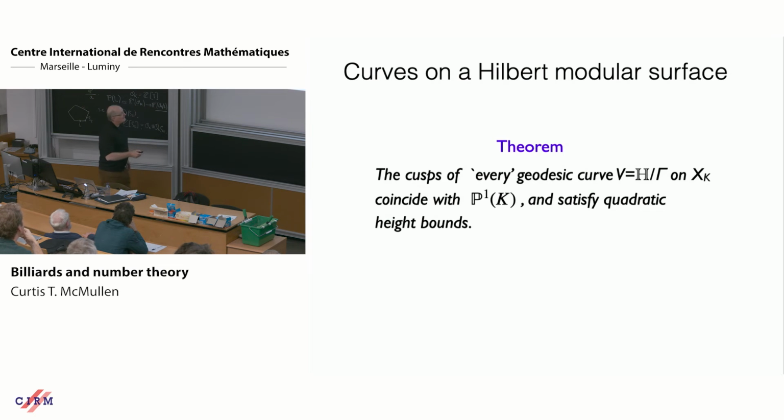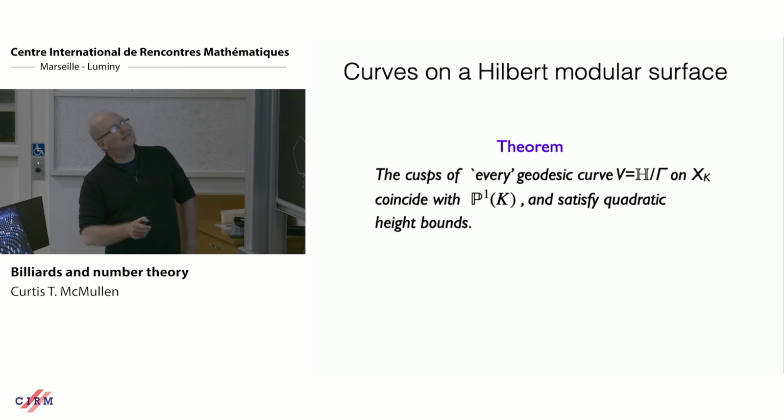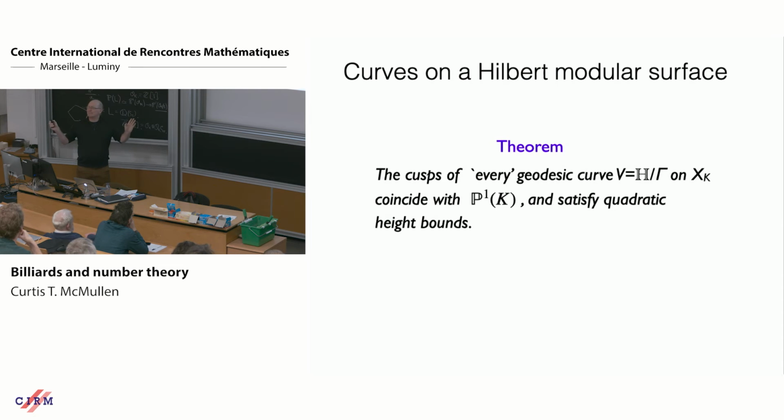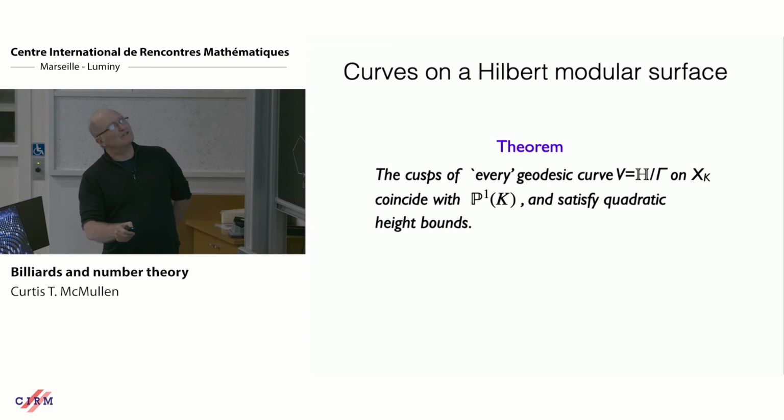But it's known that these curves always factor through maps to what's called a Hilbert modular variety. And so what I proved is that this theorem about the cusps of these Teichmüller curves is a consequence of a theorem which doesn't mention moduli space. The theorem is that the cusps of every geodesic curve on this Hilbert modular surface coincide with P1 of K. There's as many cusps as possible, and they satisfy these quadratic height bounds that I mentioned.